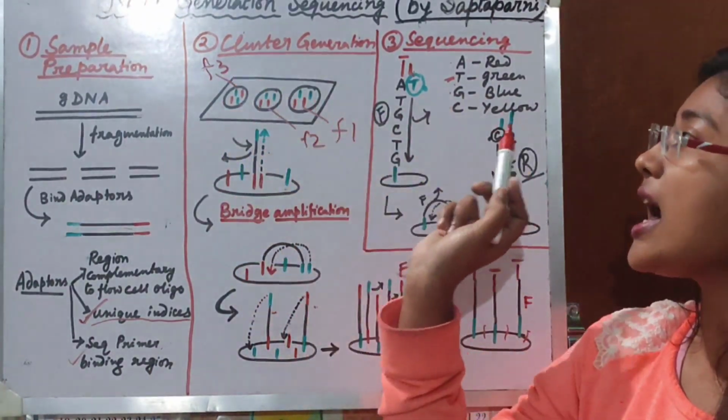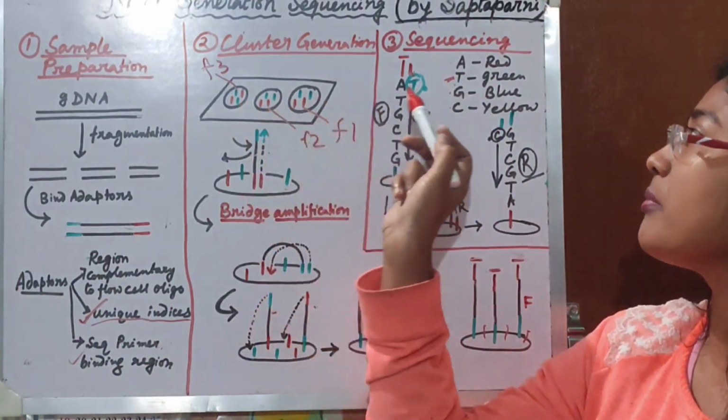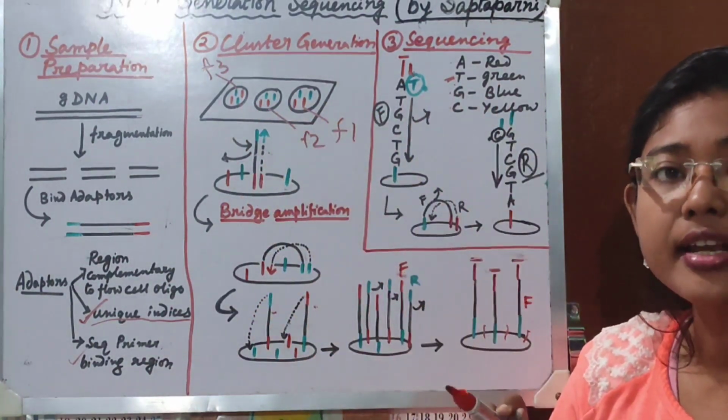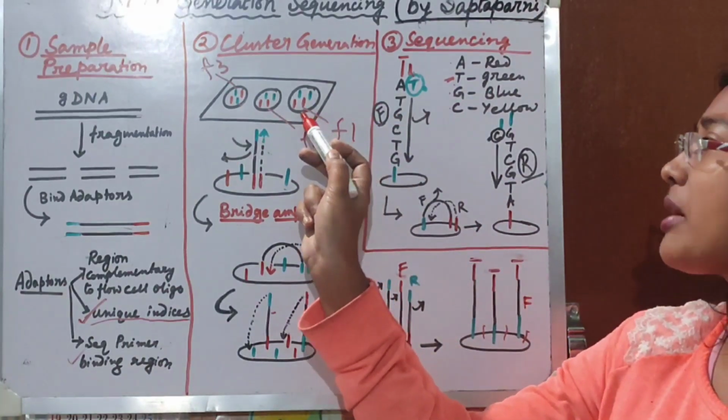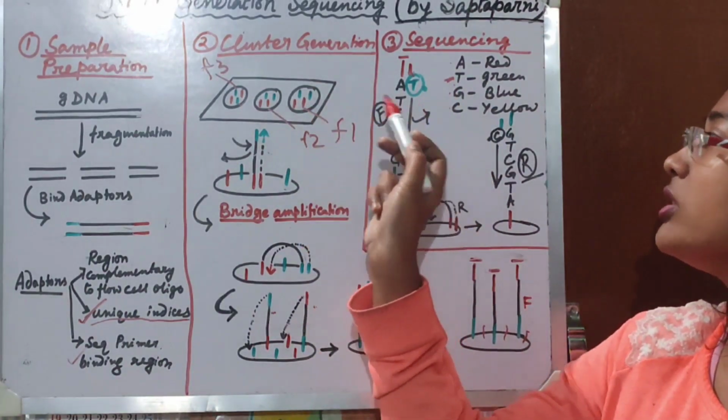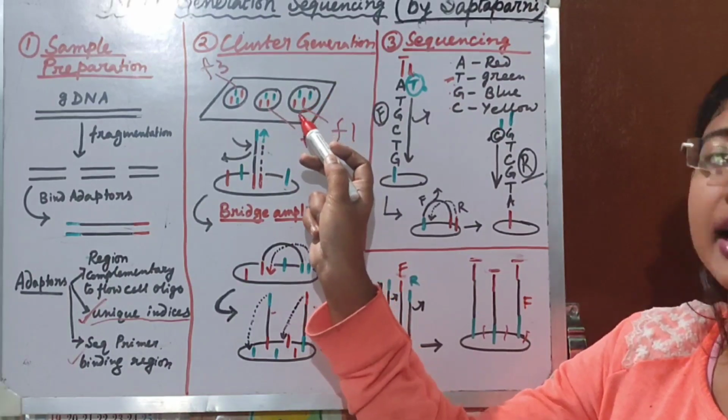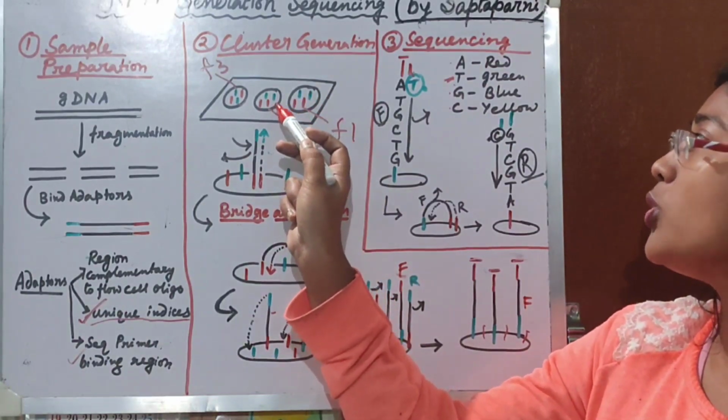Okay, obviously at the same time, in each of the fragments, the first dNTP will be added, and let's say for fragment 1 it is T. So this flow cell will show the green color. Okay, for fragment 2 it is A.